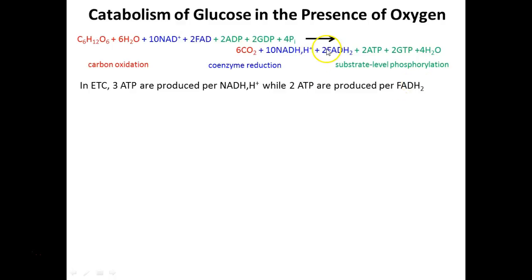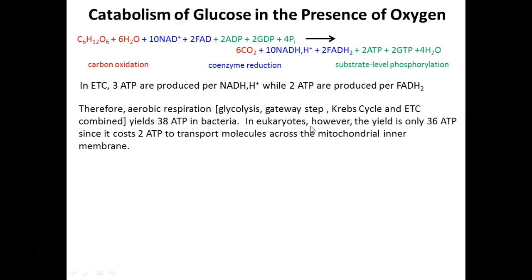So if we do the math here, we get 4 ATPs from these guys. 3 times 10, we get 30. So altogether 34. The yield can be theoretically as high as 38 when you add in these at the substrate level, right?